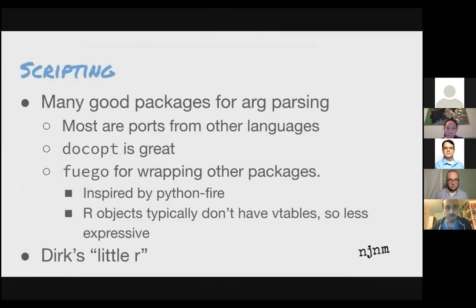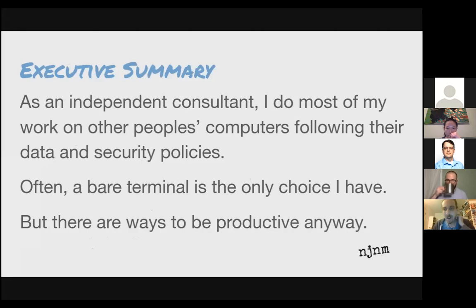Pretty handy. All right, so let's talk about scripting just a little bit. There are a lot of good packages for argument parsing. So argparse is a good one that James mentioned. Other ones I've used would be docopt. It's also pretty good. I've written one myself. It's called Fuego. It's heavily inspired by Python Fire. It's a little less flexible than the Python version because R objects don't have vtables. So you can't go nuts with method chaining like you can with Python, but it's there too. And the other thing I'd like to call out is Dirk Eddelbuettel's little R package, which will make the command line interface a little more standard if you're doing a lot of Unix scripting. Yeah, and that's about it.